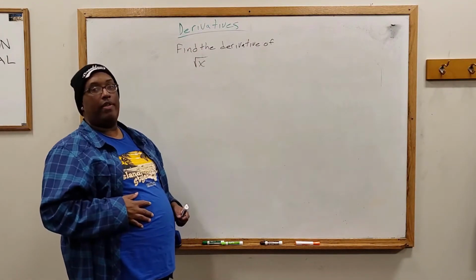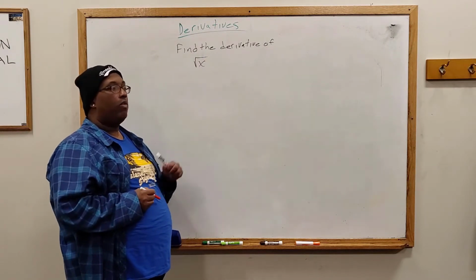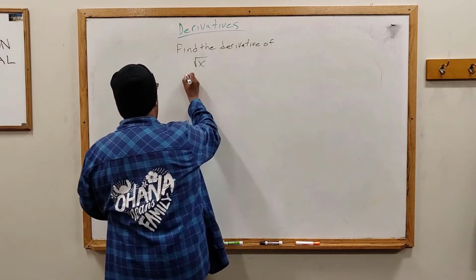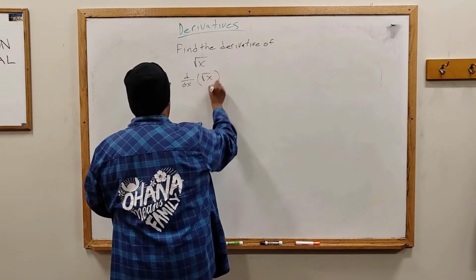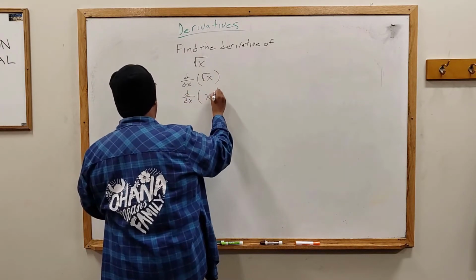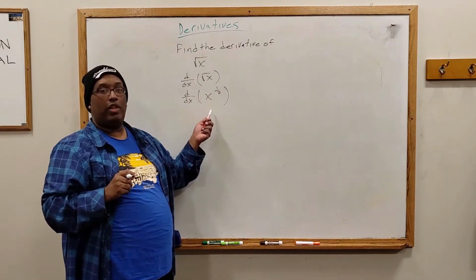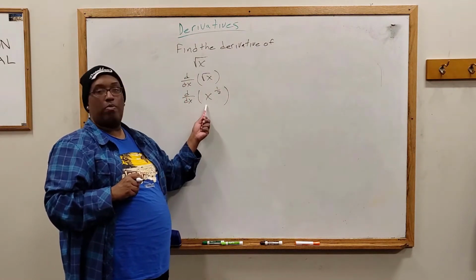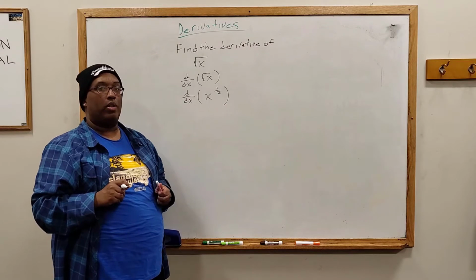Today we're going to go over derivatives. Find the derivative of the square root of x. So we can rewrite this so we can use the power rule. If we rewrite this as d dx of square root of x, that's the same as d dx of x to the 1/2. So now, when we do the derivative of this using the power rule, we just take that power, move it over, multiply it to the coefficient, and then reduce the power by 1.